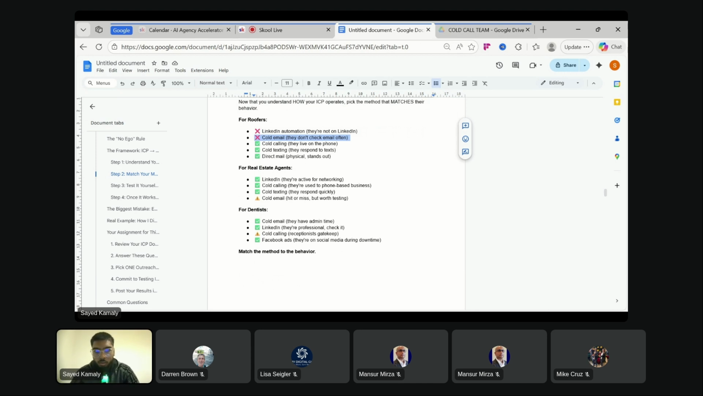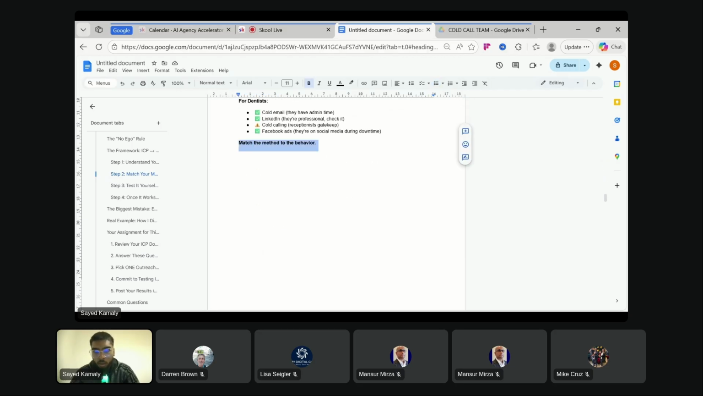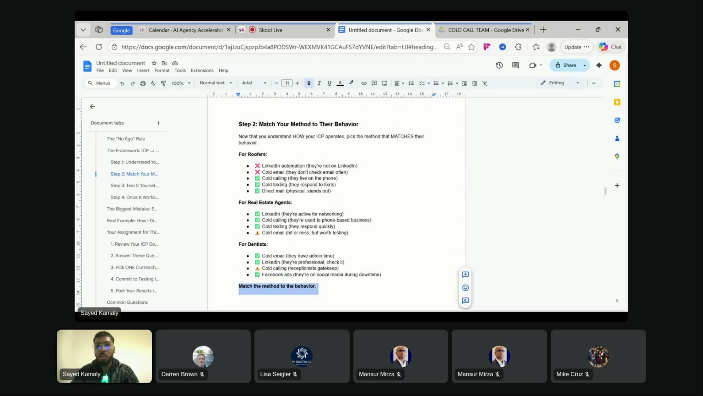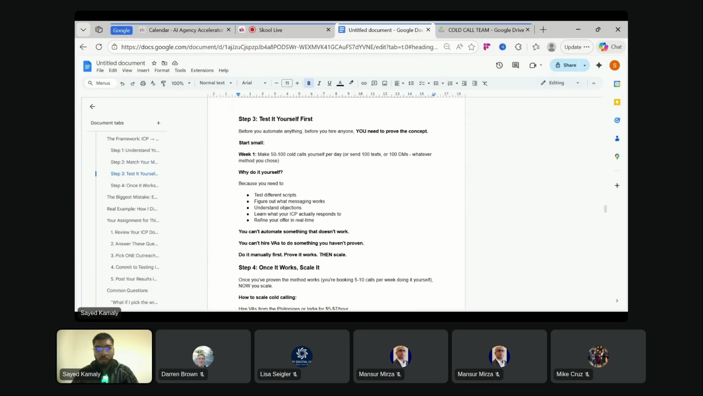For real estate agents, where can we meet them? For dentists, where can we meet them? Match the method to the behavior. Understand your ICP, right? Understand where these people spend their time and match the method you are going to use to try and reach out to them to their behaviors. And test it yourself first.